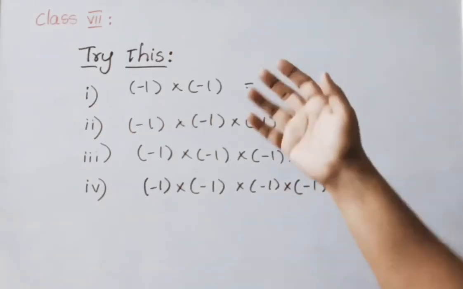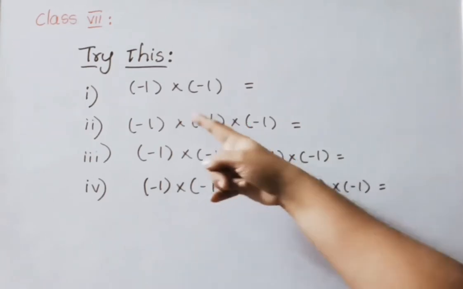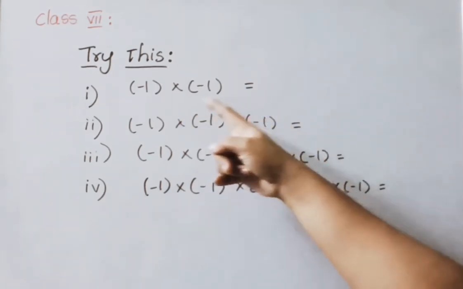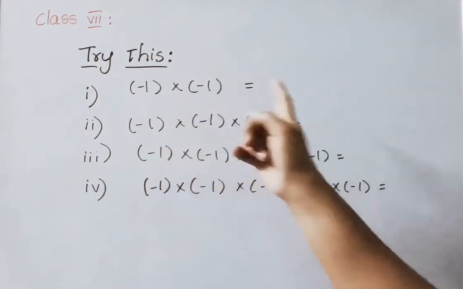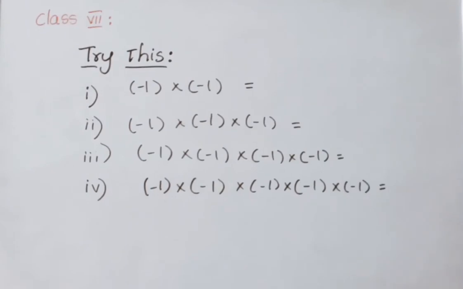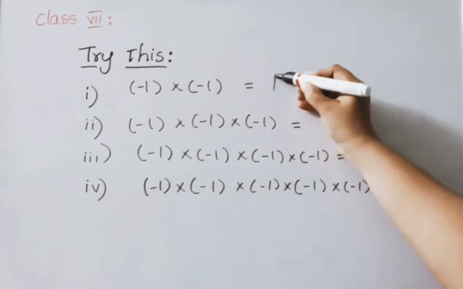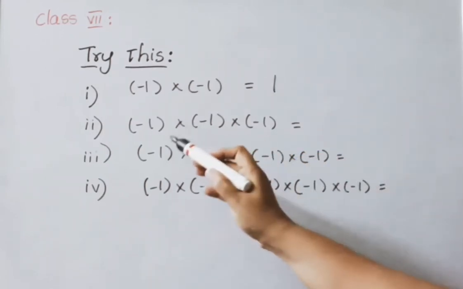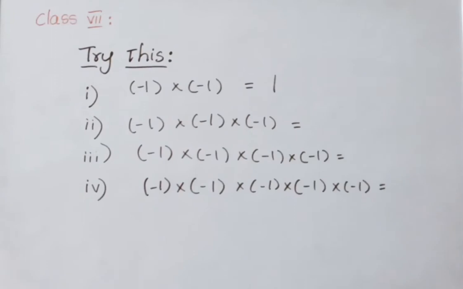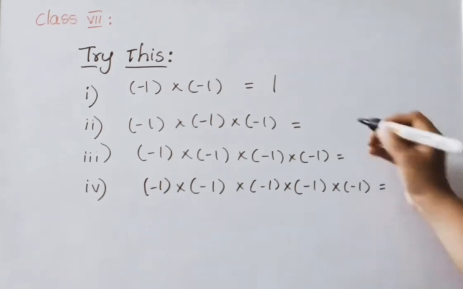Let us try this. Minus 1 into minus 1. Count the number of negative integers: 2. 2 means even number. Even number means we'll get a positive integer. 1, however many times we multiply, we get 1 only. So the answer will be a positive integer, that is 1. See here, minus 1 into minus 1 into minus 1. 3 times we multiplied minus 1. 3 is an odd number. So the answer will be a negative integer.